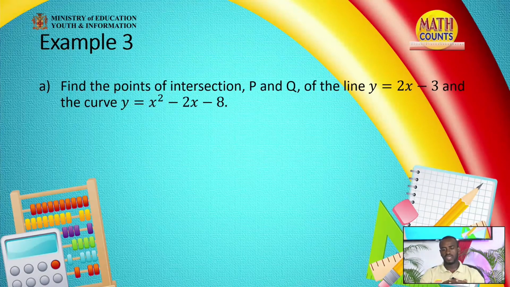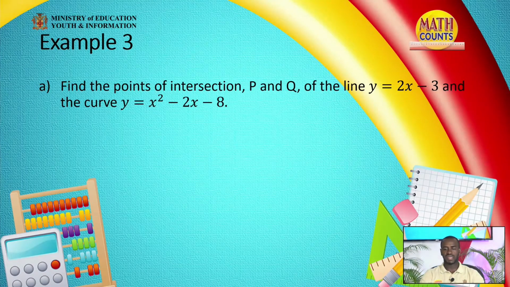Now, this is a very good question that I want you to try for yourself. Find the points of intersection P and Q of the line y equal 2x minus 3 and the curve y equal x squared minus 2x minus 8. How do you go about finding the points of intersection?